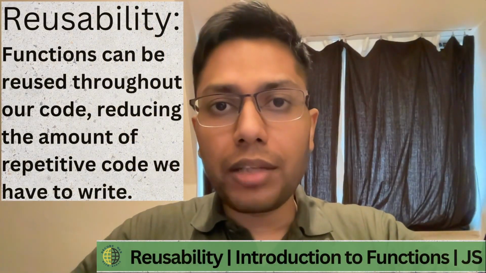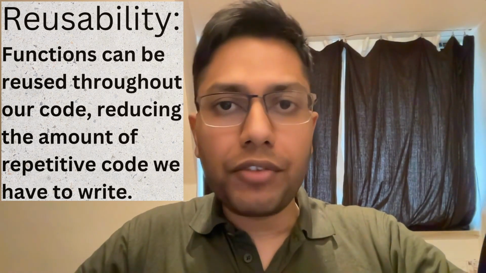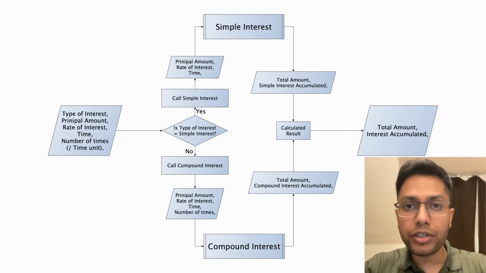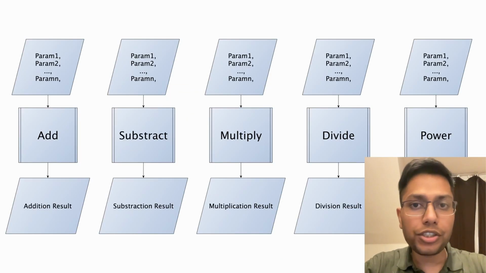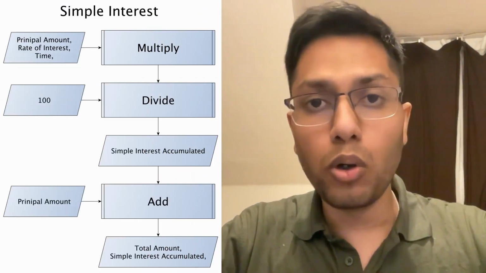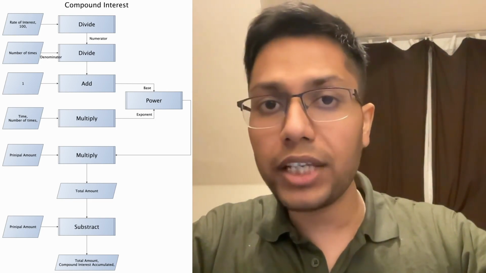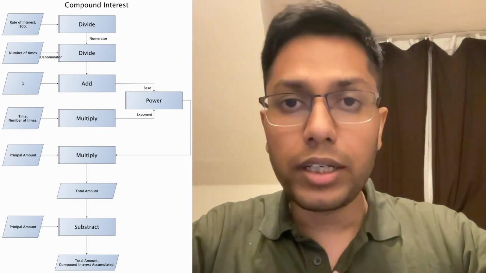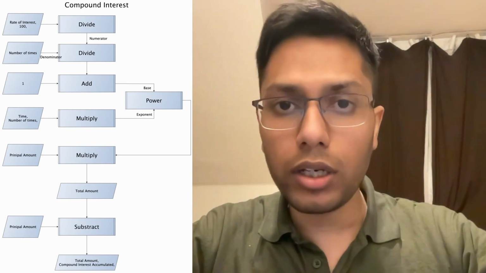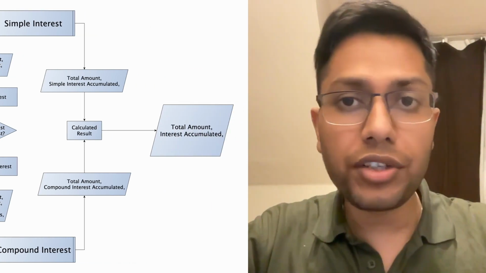Reusability. Functions can be reused throughout our code, reducing the amount of repetitive code that we have to write. Let's look at the same interest calculation example again. Here we can check out the shared utility functions, that is add, subtract, multiply, divide, and power or exponent. It's being used both in simple interest and compound interest to perform all its base operations. So here the utility functions are being called in the two algorithm functions, and the algorithm functions are being called in the main function, which returns a result.